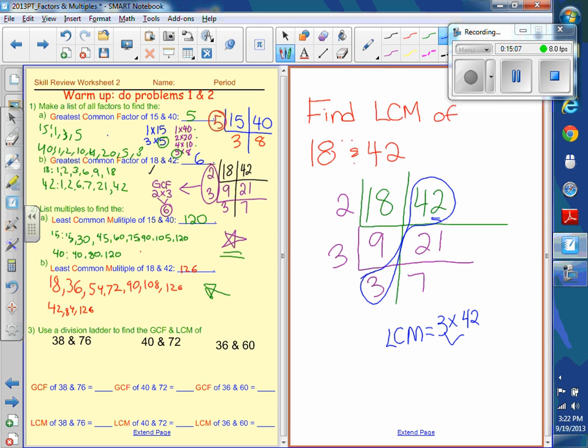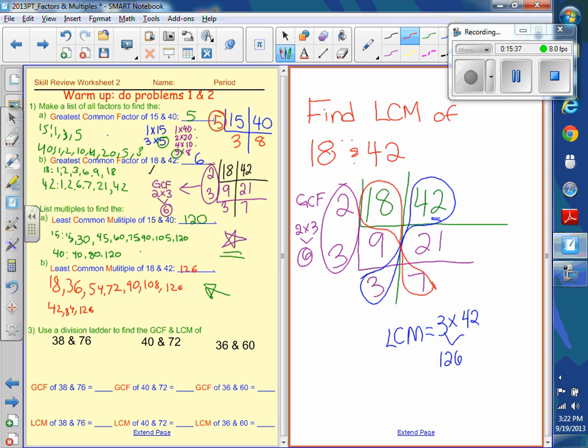So that's how you find the LCM, and then you find the GCF by multiplying the side numbers. Right. If I ask for the GCF, I would just do 2 times 3, which is equal to 6. I could find the LCM by doing 7, though, times what? 18. Yeah.